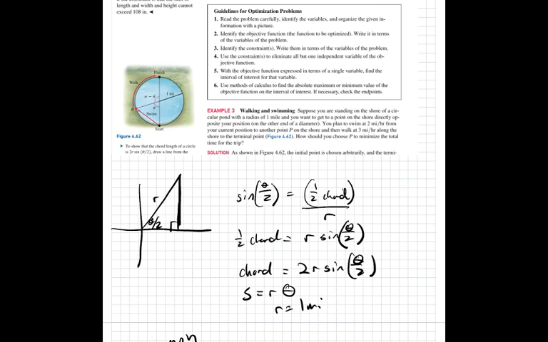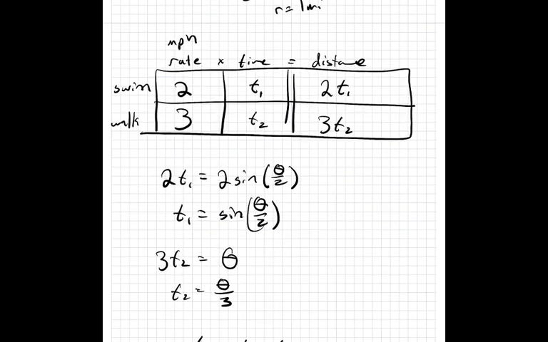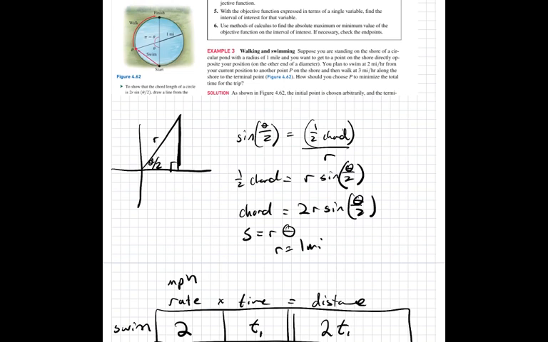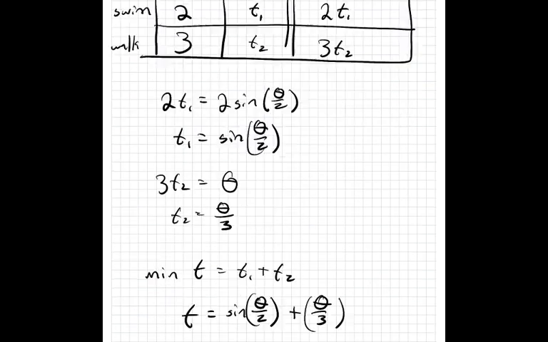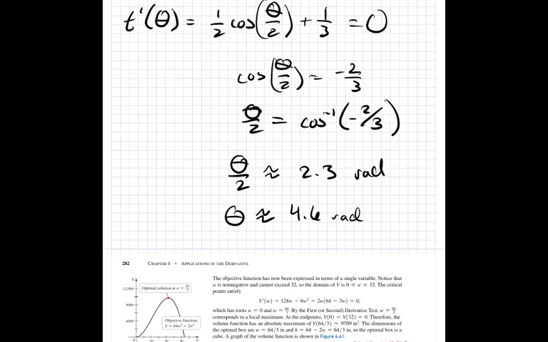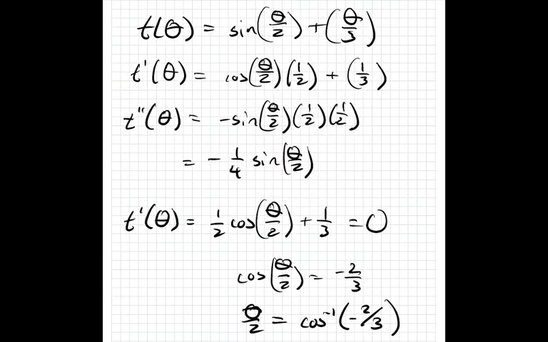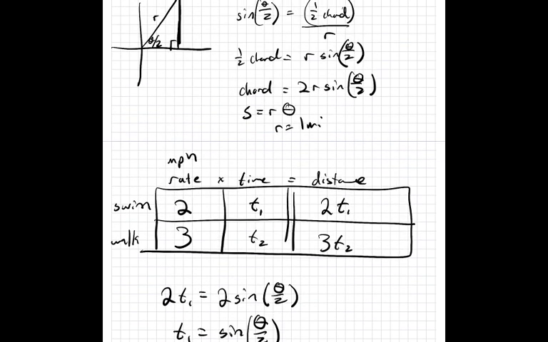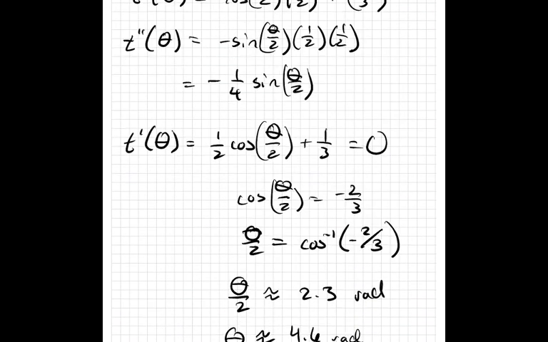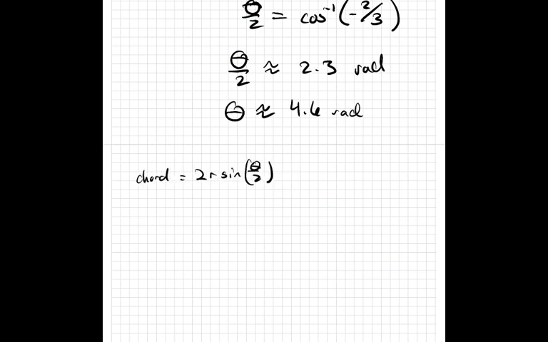So if we want the distance that he swims, that chord is going to be 2r times the sine of theta over 2. So theta is approximately 4.6 radians. Let's see if we can synthesize this information. So the chord length, let me copy this. Now we have the chord length is 2 times the 1 mile times the sine of 4.6 over 2. Again, this is in radians.